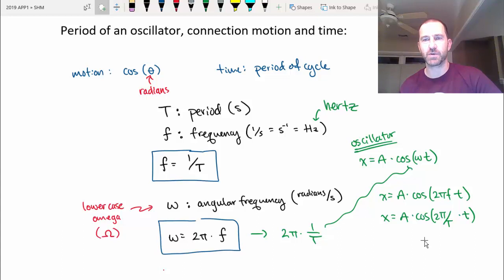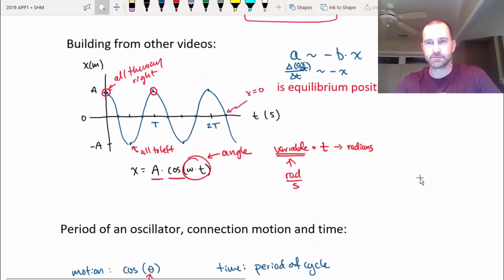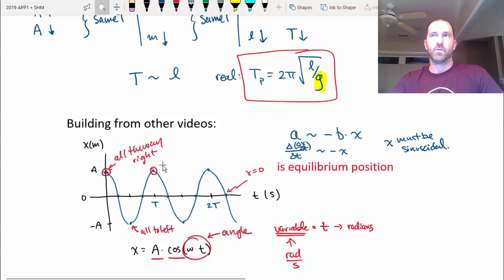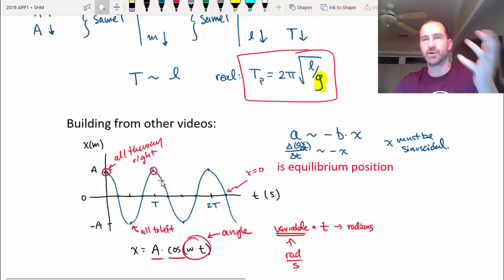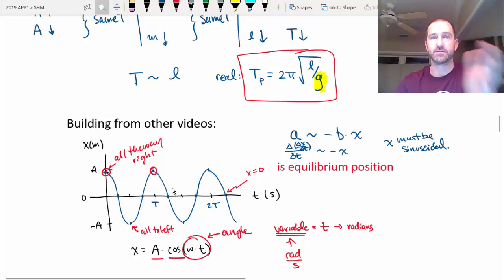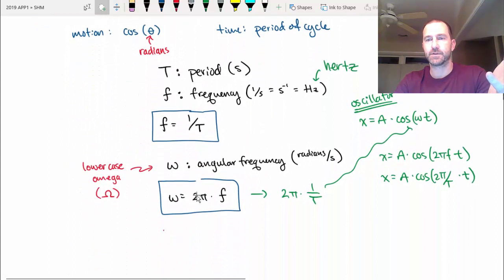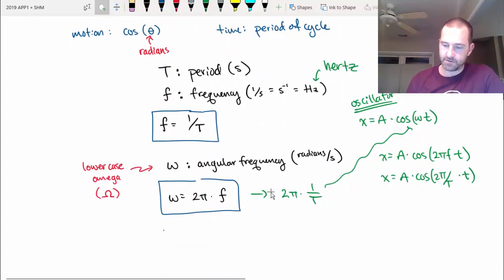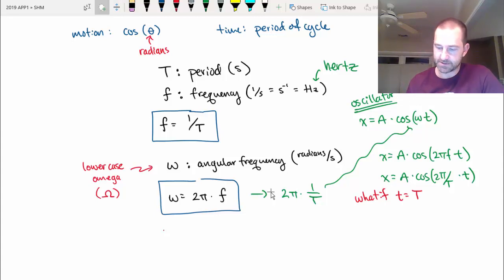Now, it seems like an extraneous way to write things out, but if we look back at the picture up above, we want to figure out where something is using this equation. The only reason to have that cosine equation is to be able to calculate what the position of an oscillator is. Where is it on its path? So let's go ahead and put in a time that's equal to the period and see what happens. So what if t is equal to the period? Let's go ahead and plug it in and see what we get.